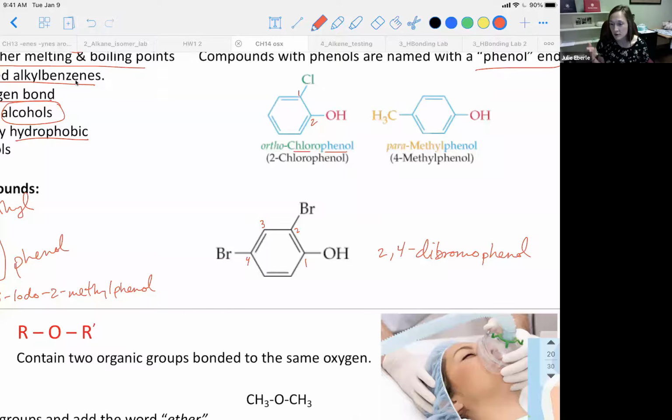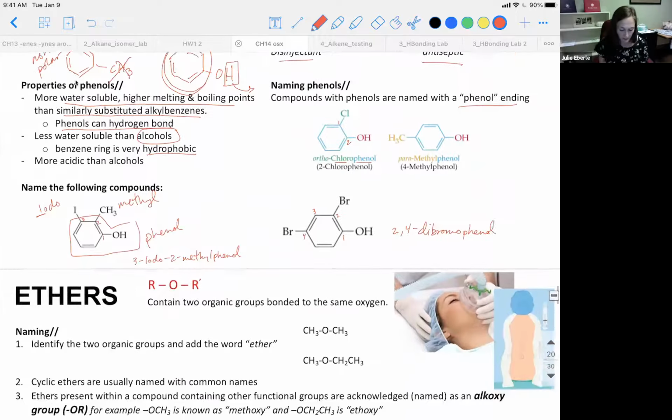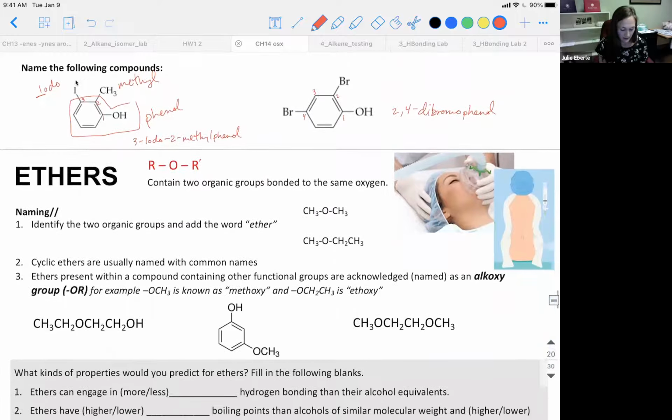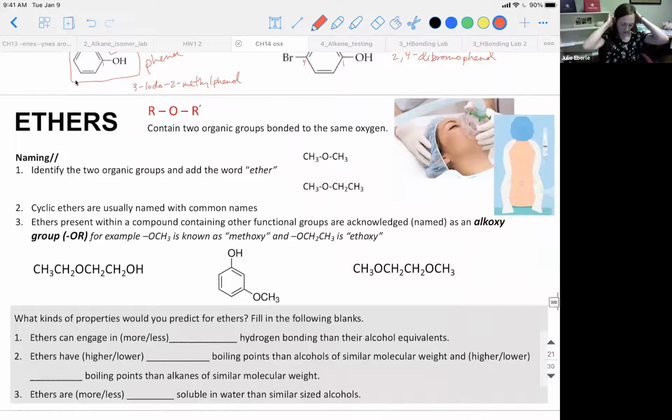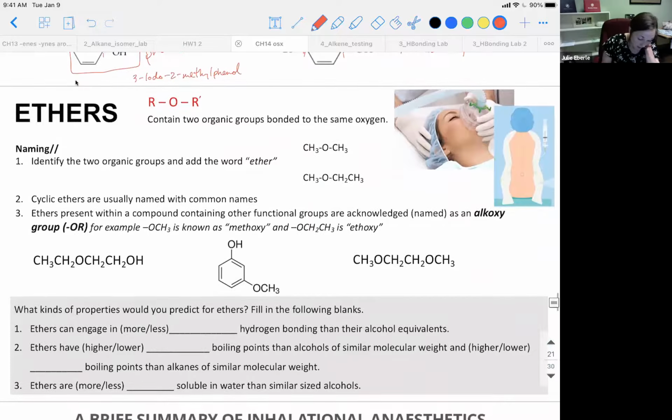Okay, and that's it for phenols. Now we're going to talk about ethers and sulfides, and then lastly stereochemistry, and that's it for today. Oh, that's a lot for today.